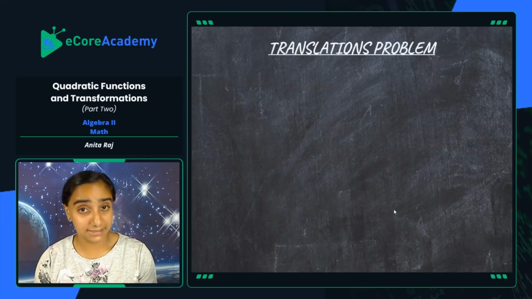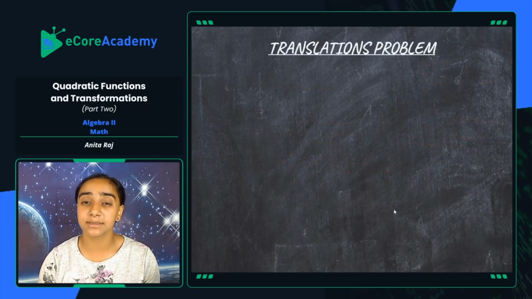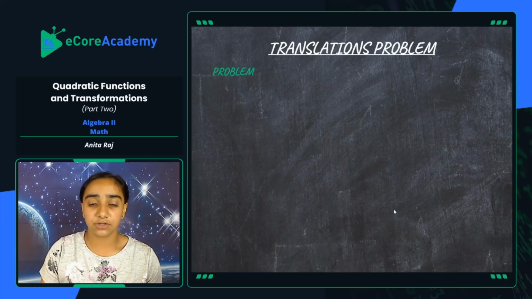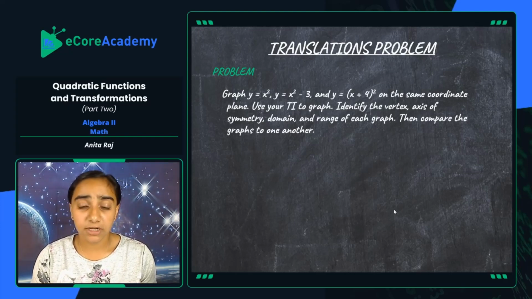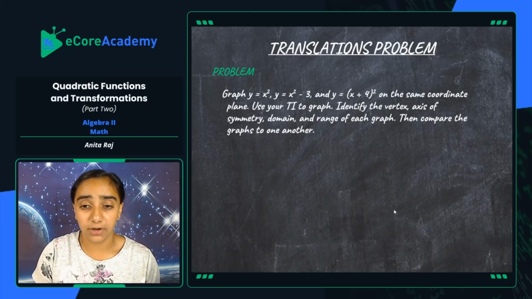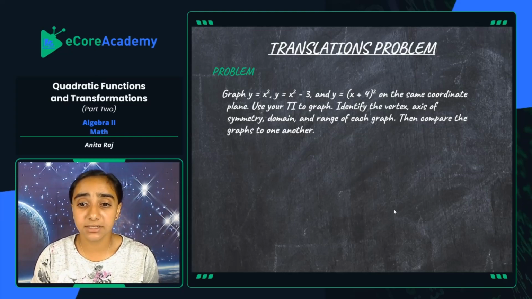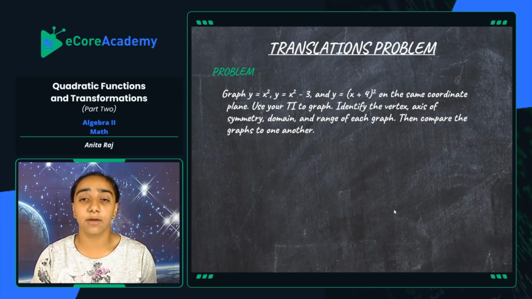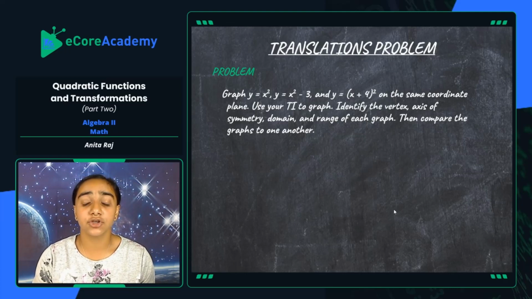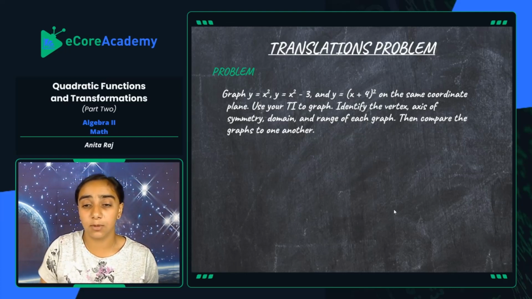So I'm going to give you a translations problem, and then we're going to work through it together. So here's the actual problem. Graph, I'm going to give you 3 equations to graph. The 3 equations are y equals x squared, y equals x squared minus 3, and y equals x plus 4, and that whole quantity squared. And you're going to graph them all in the same coordinate plane. So you're going to have one coordinate plane with the same set of axes, and then you're going to graph all 3 of these on the exact same coordinate plane.